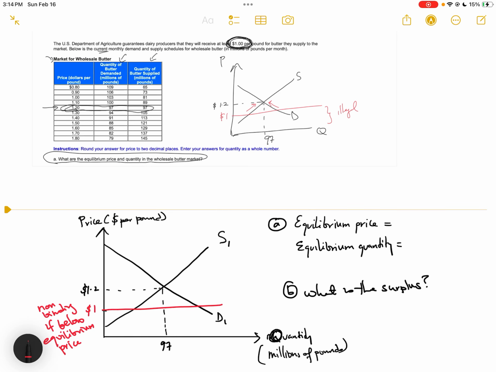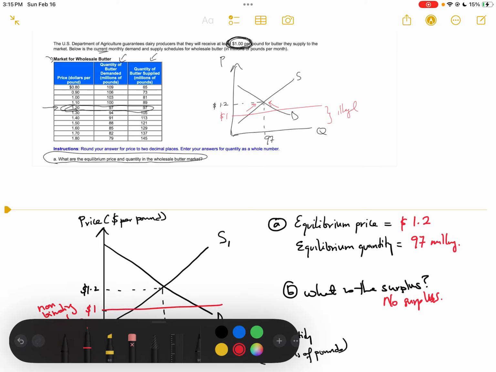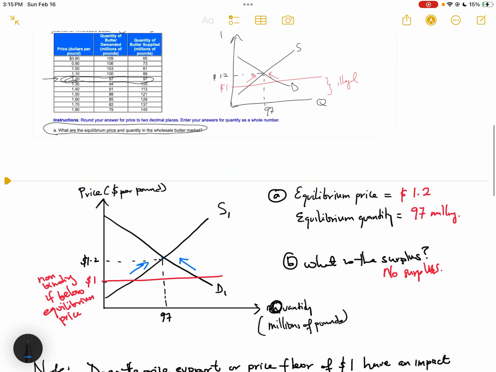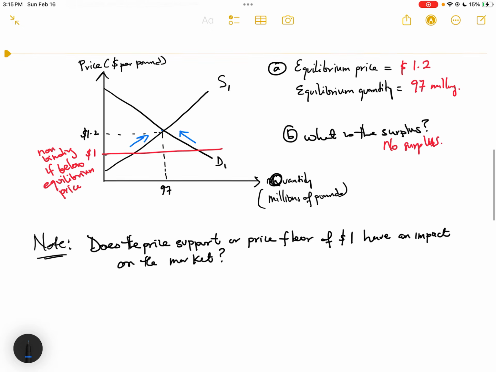Okay, so our equilibrium price, let's do the questions. Our equilibrium price was 1.2, equilibrium quantity was 97 million. And what is the surplus? No surplus. There's no surplus here because when we have a non-binding price floor, the market adjusts back to equilibrium. Okay. You can pause the video and go over what I've said slowly and take notes. Okay, we'll move on. I have some notes here.